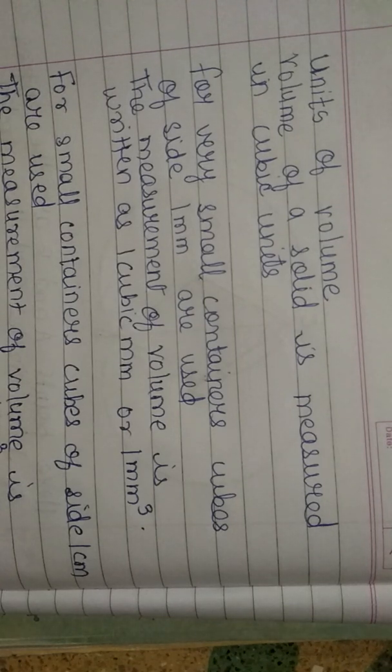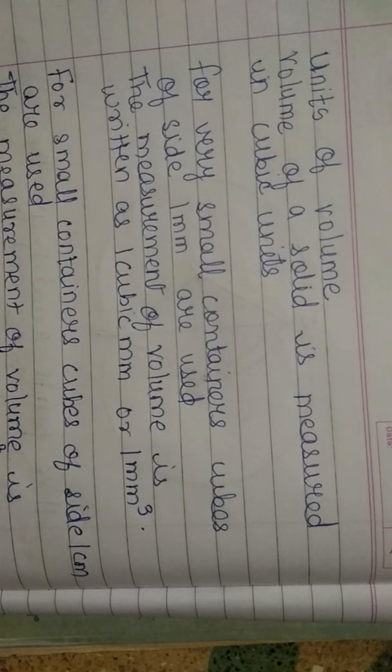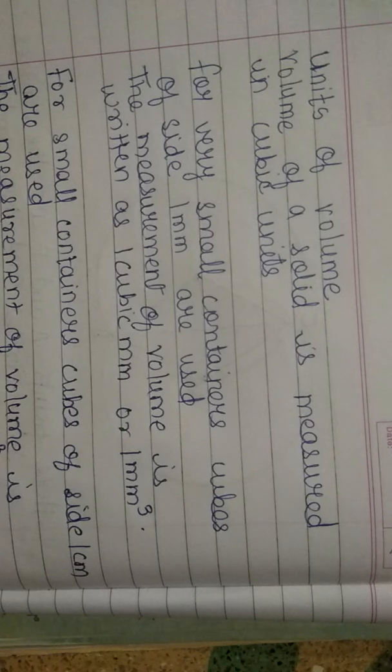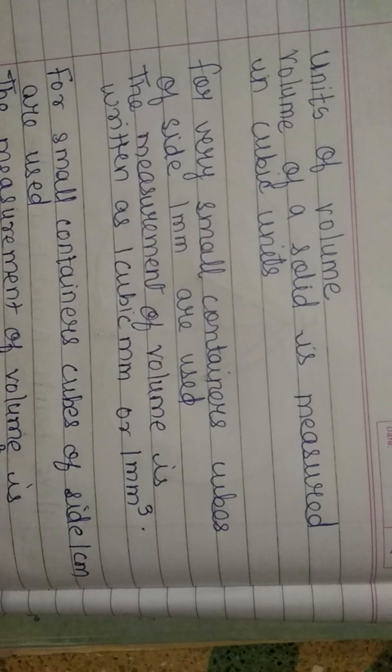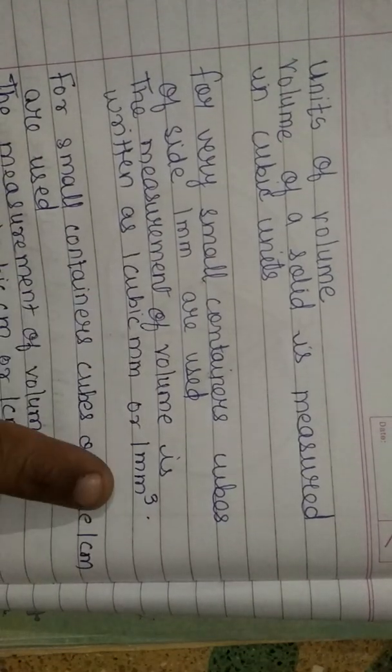Now children, let us see what are the units of volume. Volume of a solid is measured in cubic units. For very small containers, cubes of size 1 mm are used. The measurement of volume is written as 1 cubic millimeter or 1 millimeter cube. See children, like this or like this.